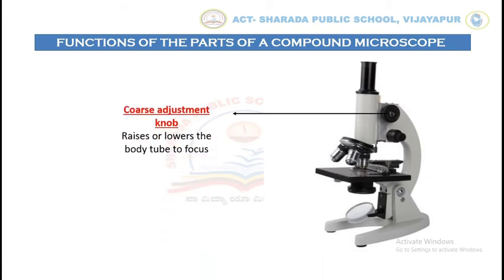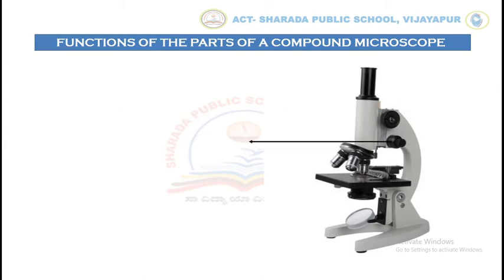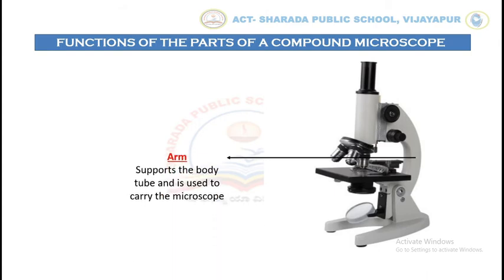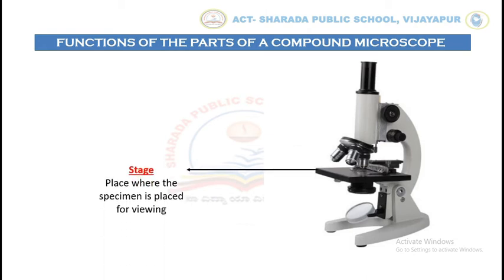The coarse adjustment knob raises or lowers the body tube to focus. The fine adjustment knob also raises and lowers the body tube and is used to bring the objects into focus. The arm supports the body tube and is used to carry the microscope. The stage is a place where the specimen is placed for viewing.